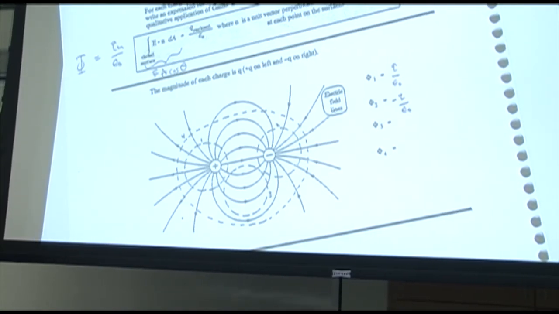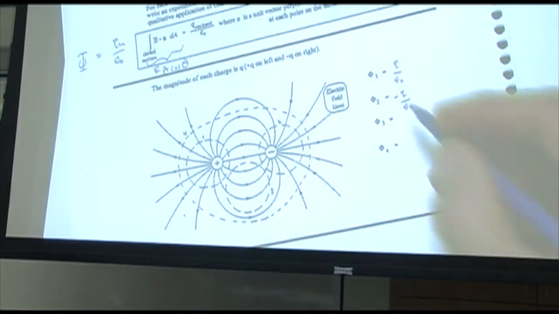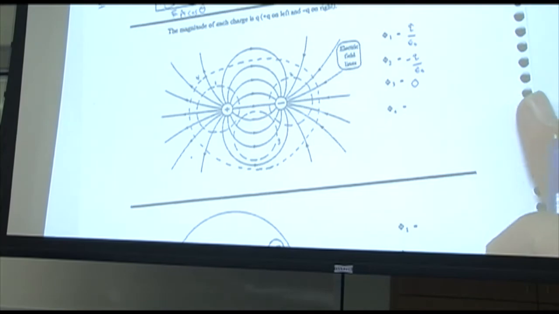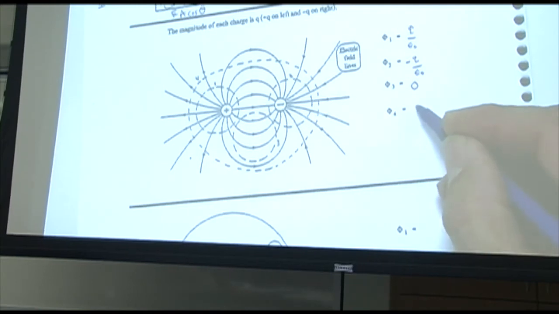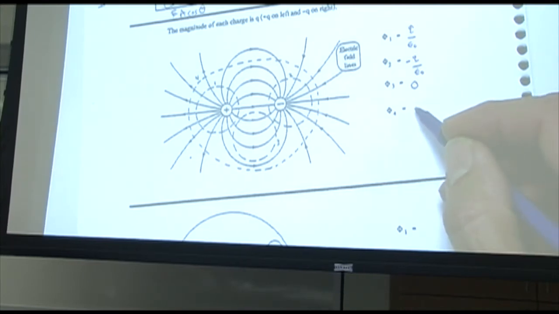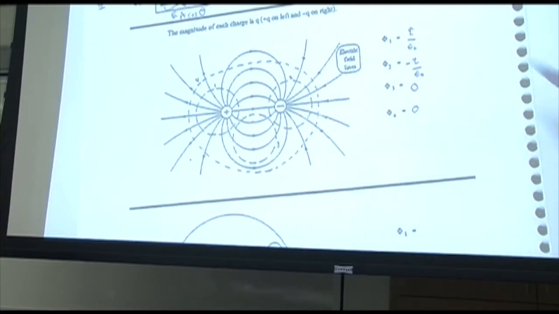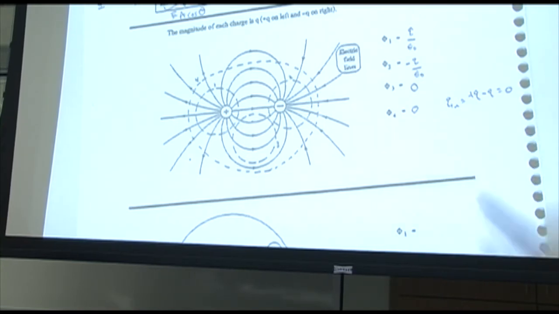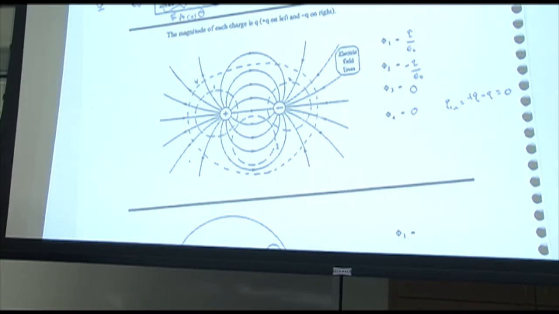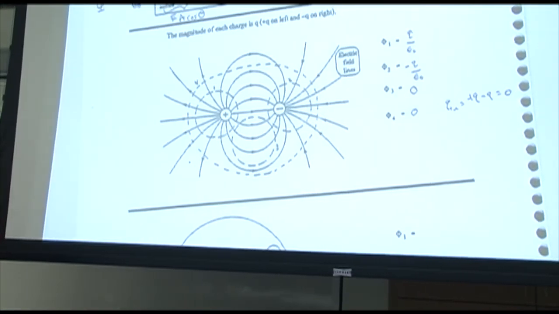What's the flux through surface 3? Zero, because it doesn't enclose any charge, just like the worksheet we did a minute ago. And how about the flux through surface 4? What do you think? Zero. It's the net charge inside, the Q inside. And we have a plus Q and a minus Q. So the Q in is 0 for surface 4. Okay, you're starting to get a handle on it?